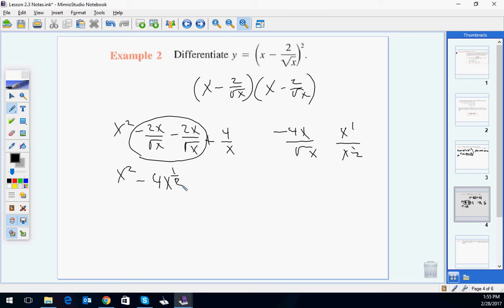Anybody want me to explain that again? Okay, so root x is x to the 1/2. This x has nothing there, so it's a 1. These are the same base, so we can do exponent laws. 1 minus 1/2 is a 1/2. Because it's positive, it's on top. So we don't have anything down here anymore.